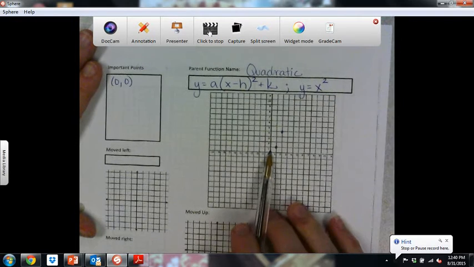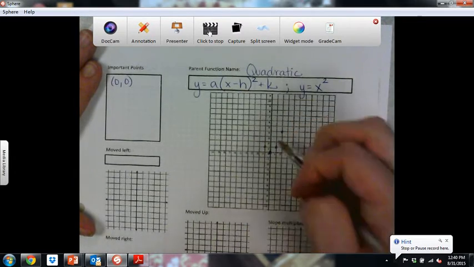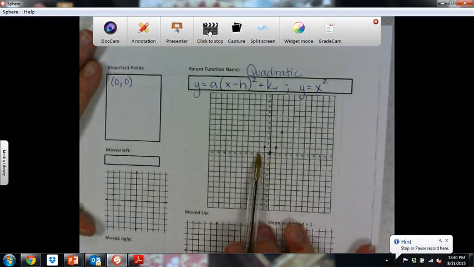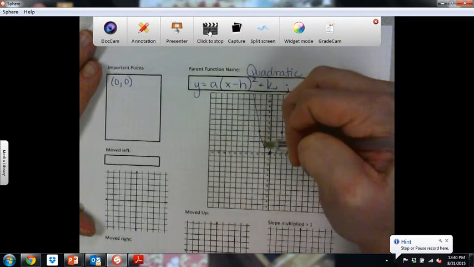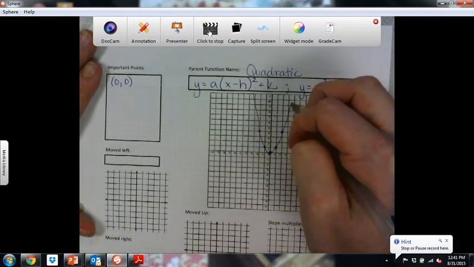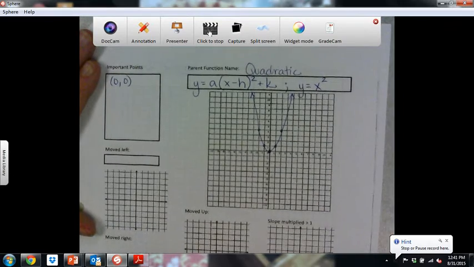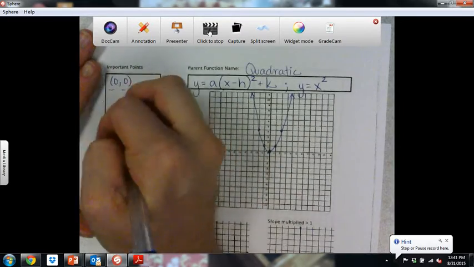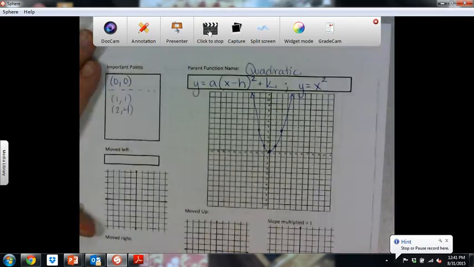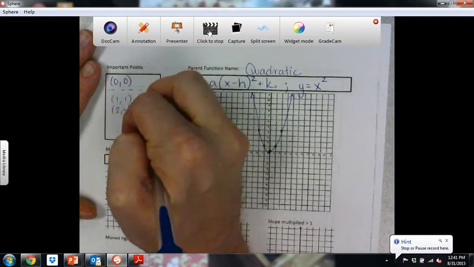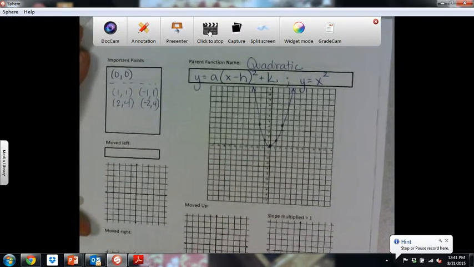Over here, negative 1 squared is negative 1 times negative 1, that's a positive 1, that would be here. And negative 2 squared is negative 2 times negative 2, that is a positive 4. What you're going to notice about the quadratic function is that it's symmetric around the vertex. So I could draw a line down here as an axis of symmetry. But knowing these basic points is the most important. And so we've got 1, 1 and 2, 4 as my other points, and then the symmetric points, negative 1, 1, and negative 2, 4. Knowing those will help me get my graph organized.